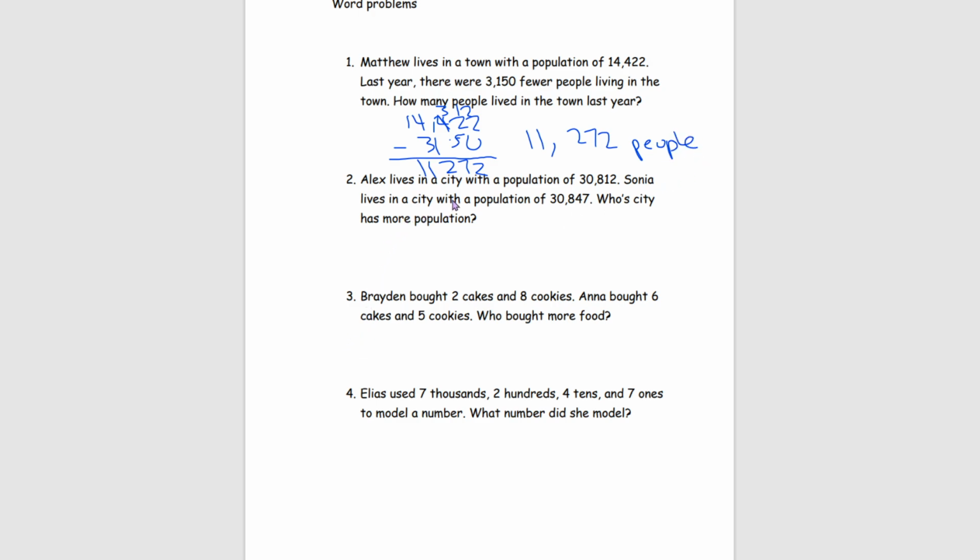Number 2. Alex lives in a city with a population of 30,812. Sonia lives in a city with a population of 30,847. Whose city has a higher population? So right now what we know is that Alex lives in a city of 30,812. And we know that Sonia lives in a city of 30,847. And basically we're just comparing which one's bigger. So looking at these first three values, we can see that they're all the same, 308. And looking at our tens place, we have a 1 on this side and a 4 on this side. And since we know that 4 is greater than 1, that tells us that Alex lives in a city of less population, meaning that our answer is Sonia.